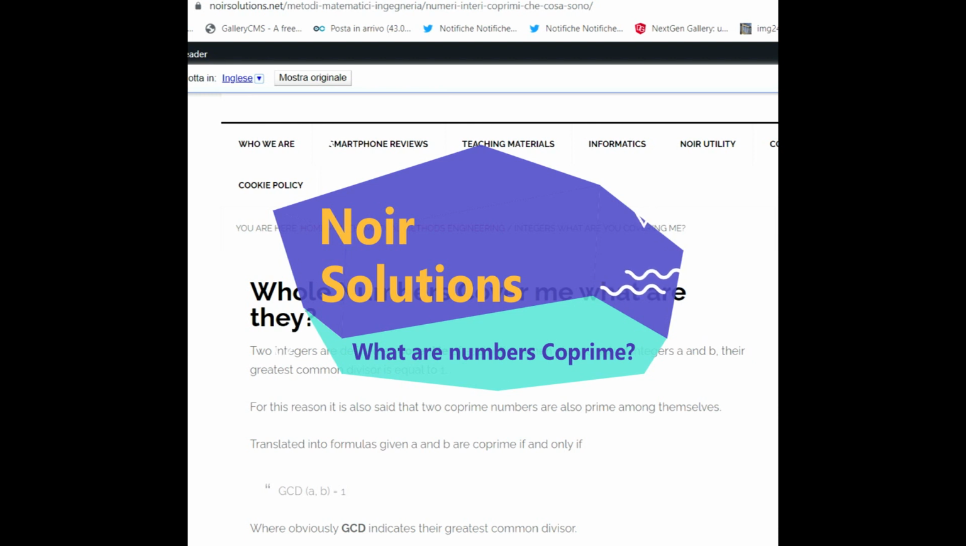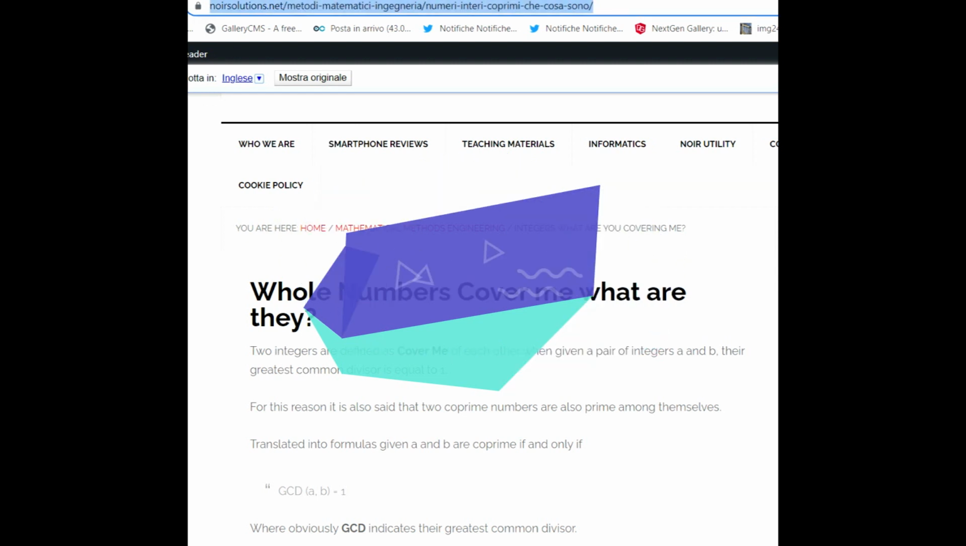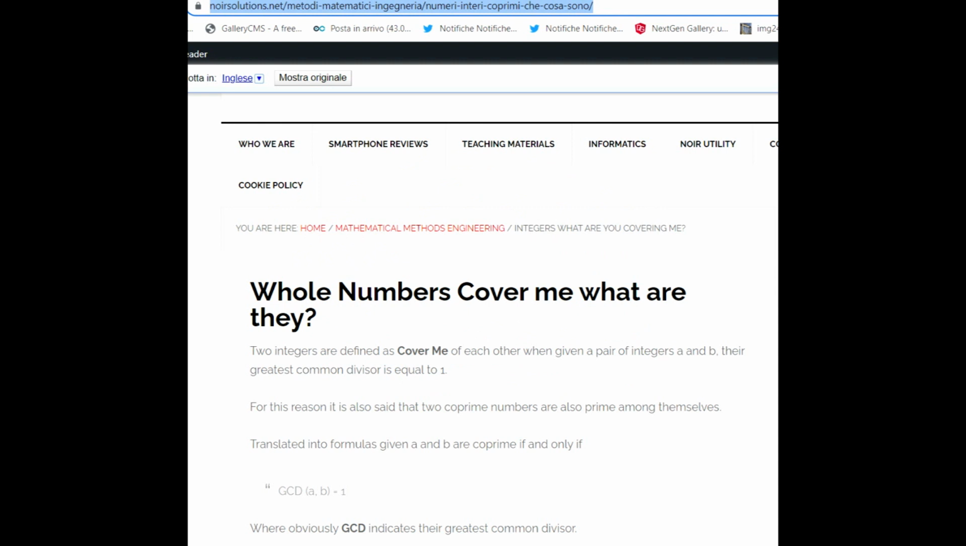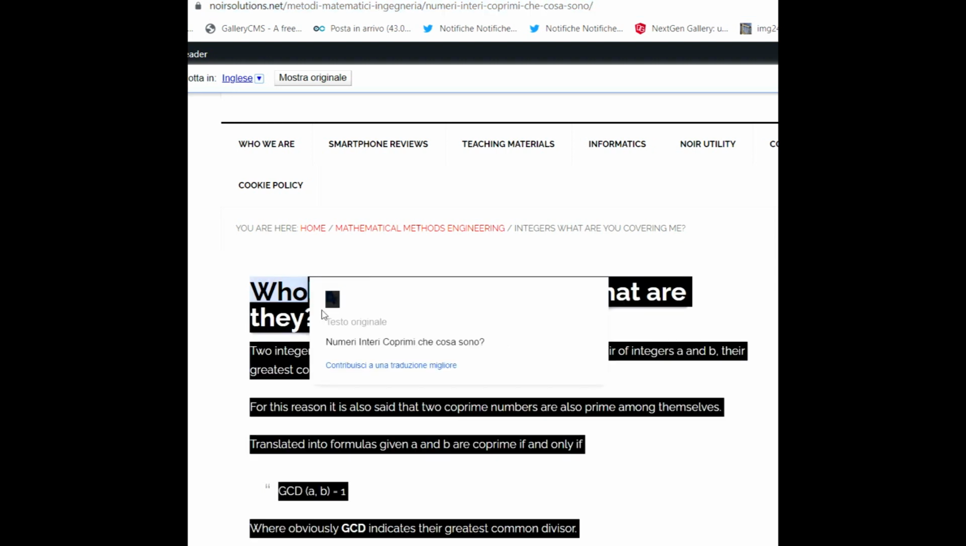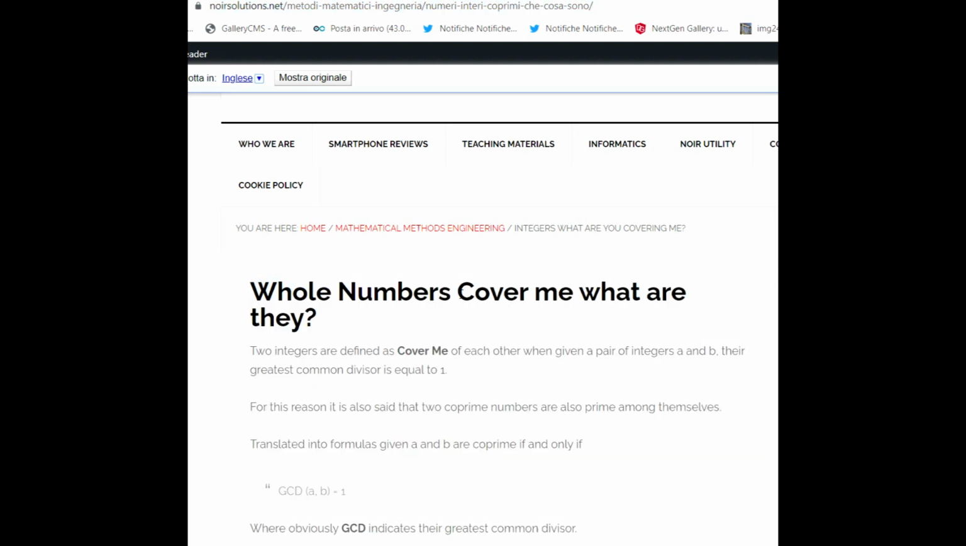Welcome to this new lesson about coprime numbers. It is in my language, Italian, but you can easily translate with the Google Translate plugin on the right of my site, nullsolution.net. This is the title that you can see on this URL, in the address bar of the browser, and here there is an error.